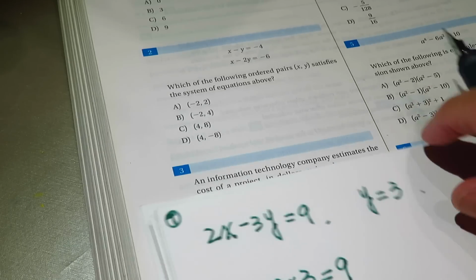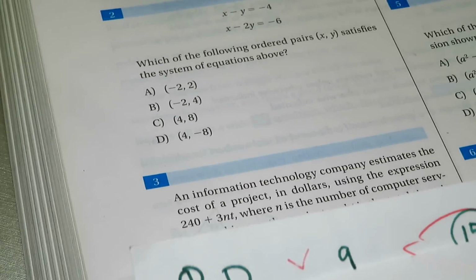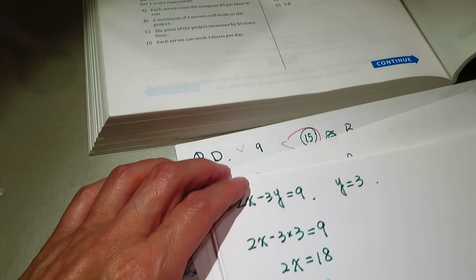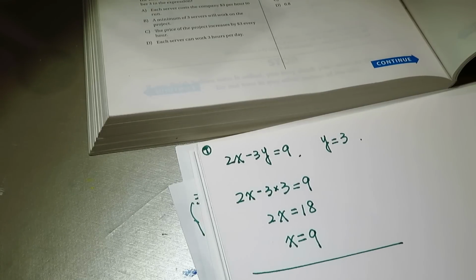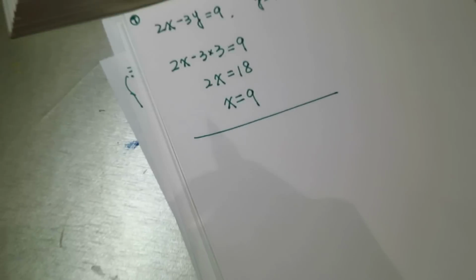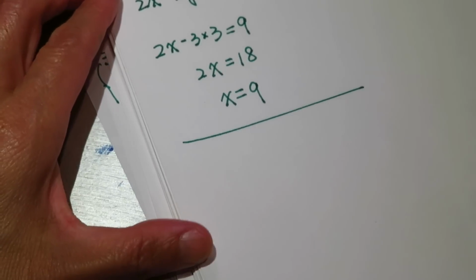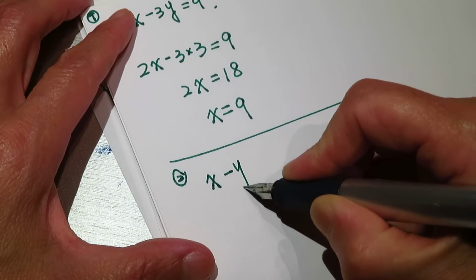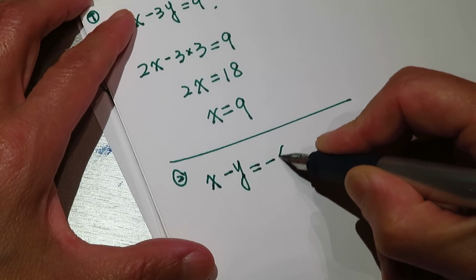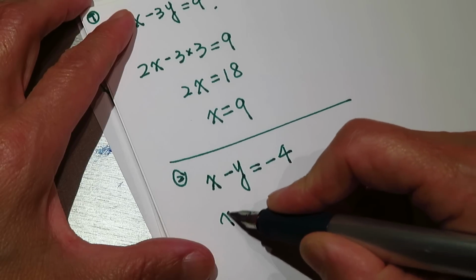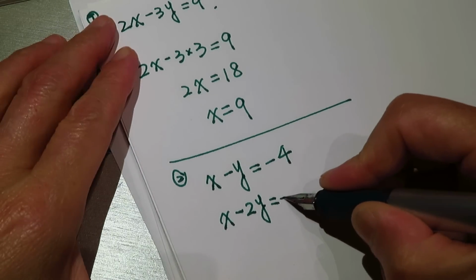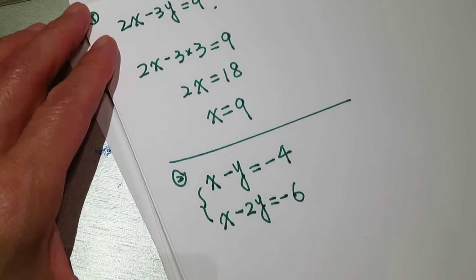The second one is... Okay, I will not let you look at that paper. I just write it down, okay? I think it's better that I just write it down myself. We copy the problem. X minus y equal to negative 4 and x minus 2y equal to negative 6. Now we want to know x and y.